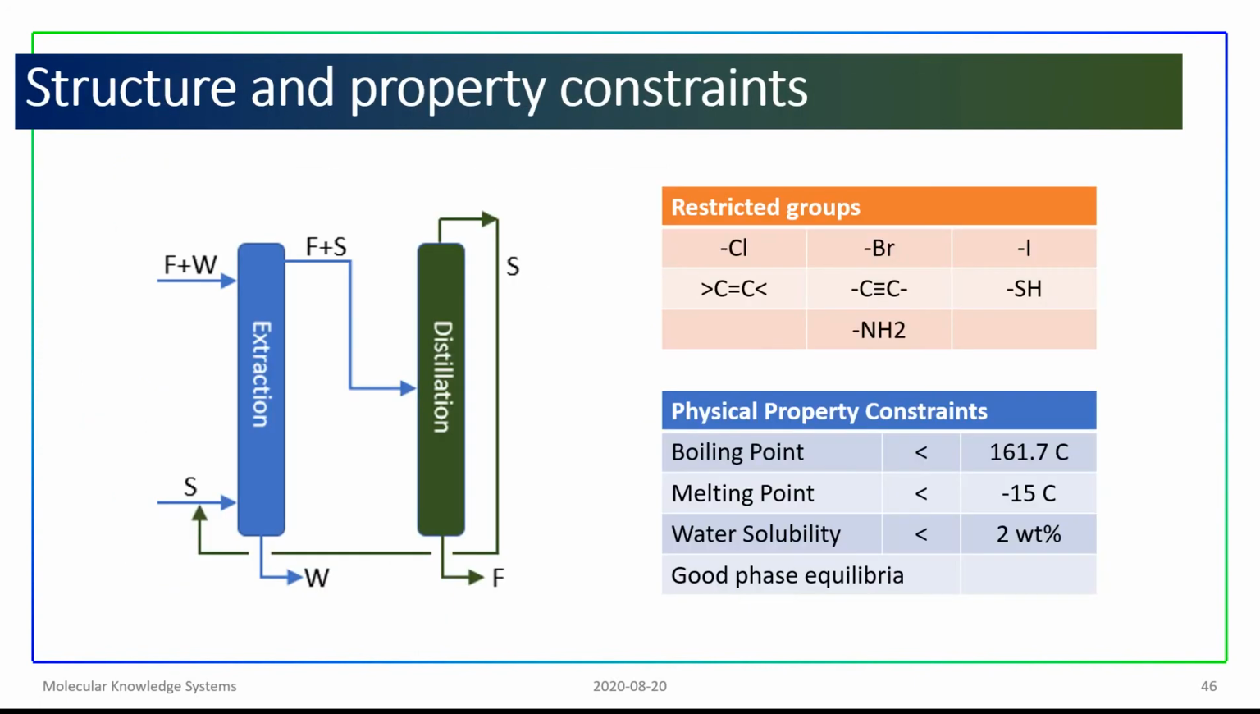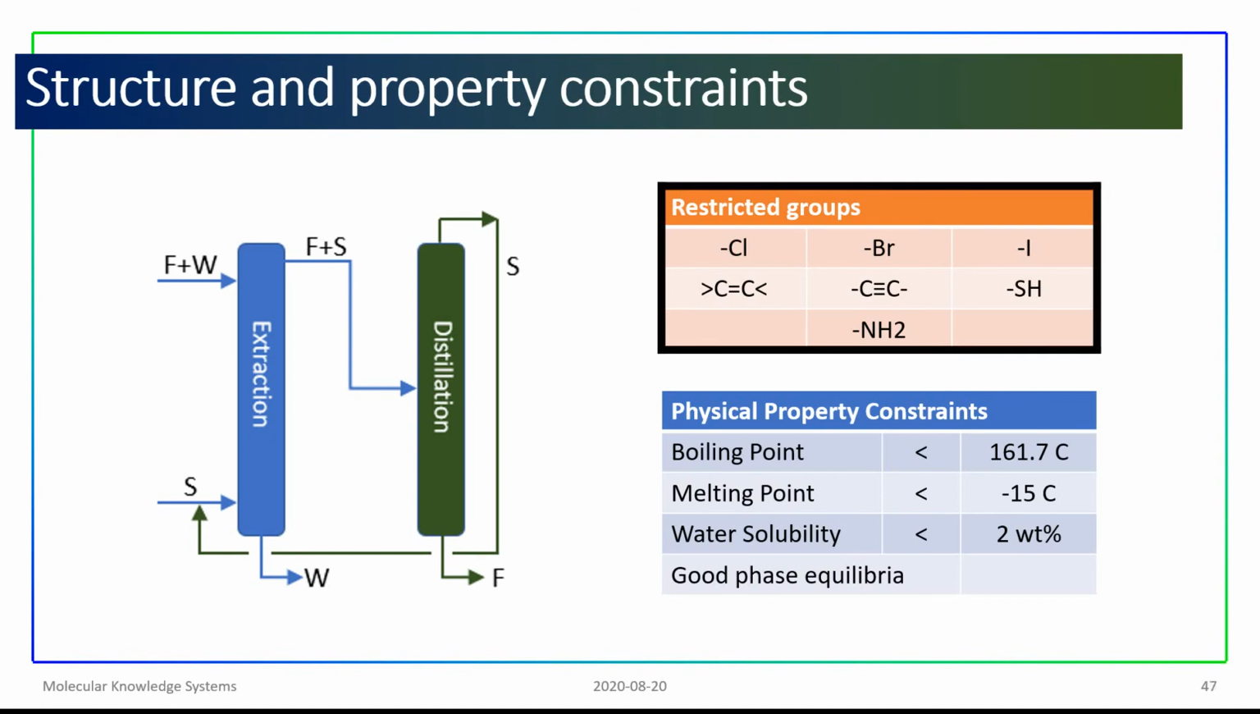Our first task is to establish structural and property constraints. For this particular design, we have placed constraints on solvents containing chlorine, bromine, and iodine because of environmental concerns, unsaturated aliphatic carbons because of reactivity or stability concerns, and thiols and primary amines for reactivity and odor concerns.